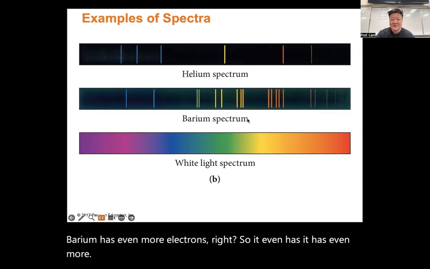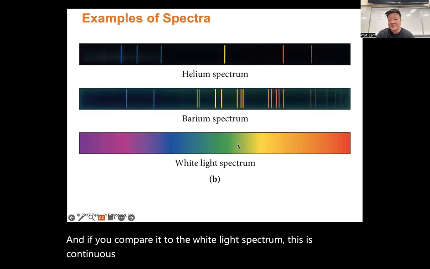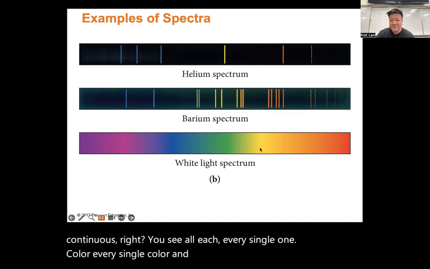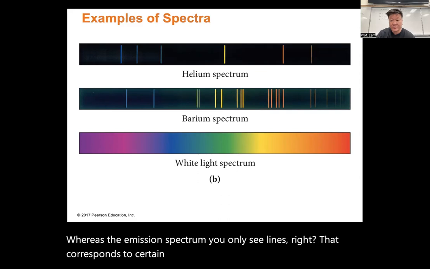And if you compare it to the white light spectrum, this is continuous, right? You see every single color, every wavelength, whereas in the emission spectrum you only see lines that correspond to certain wavelengths or frequencies.